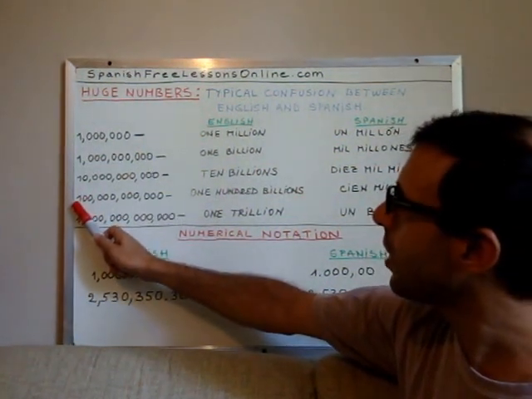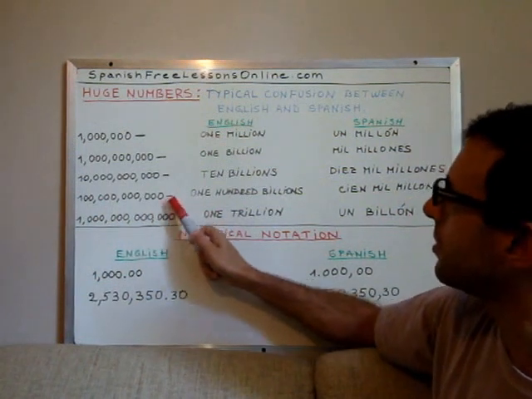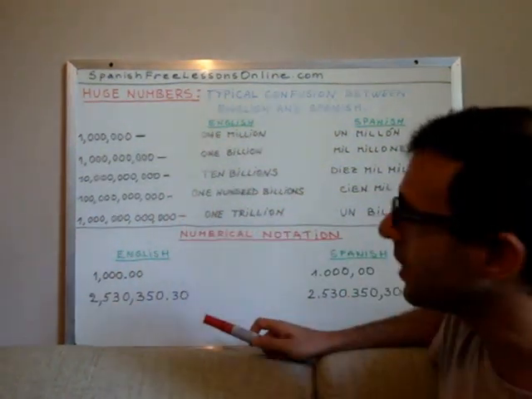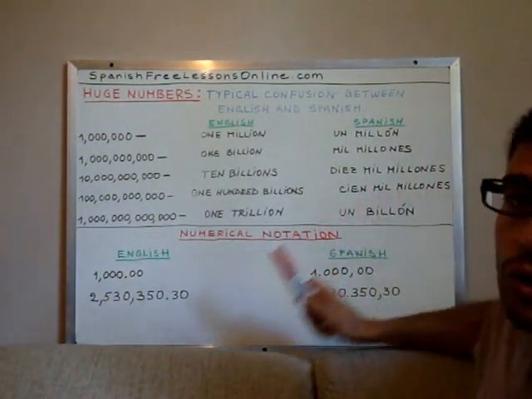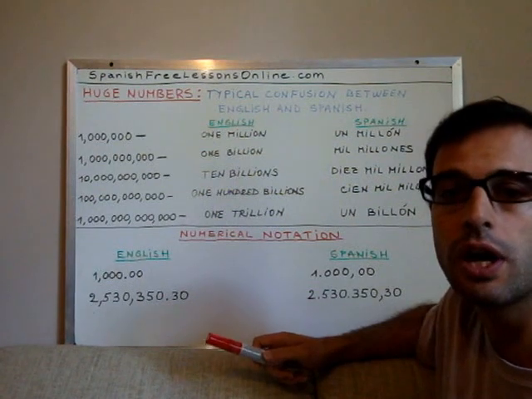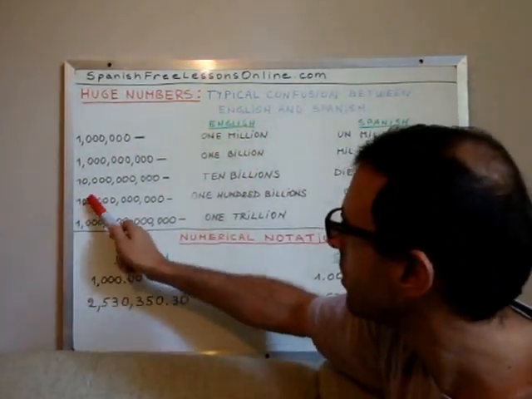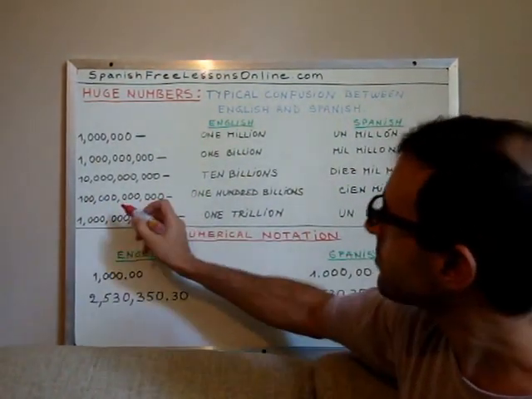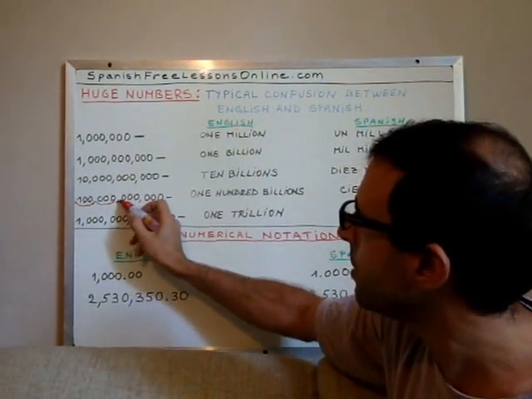This is 100 billions. But in Spanish, this is 100 mil millones, or 100,000 millions, okay?